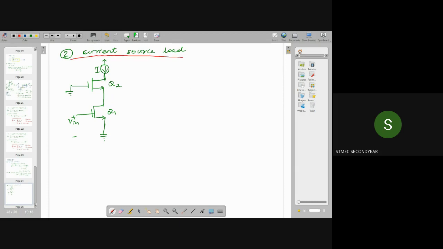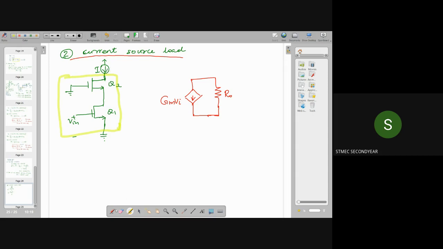The equivalent circuit here has GM into VI and this R0. So this is our equivalent circuit for this cascode configuration: GM into VI, with R0 in parallel. Now we have connected a current source load.